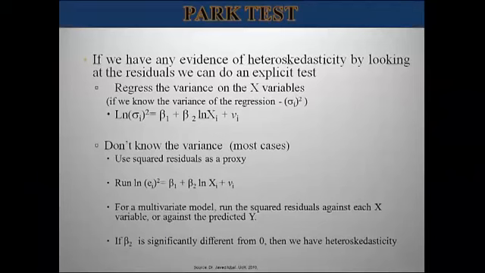So in the formal methods, the first test is the Park test. If we have any evidence of heteroskedasticity and we know the variance of the regression, we can use our variance as a dependent variable against the independent x. But if we don't know the variance, as in most cases, we can use the squared residual as a proxy variable. And we can run our regression by using the squared residual against the independent x variable. And if beta 2 is significant in this regression, it means this regression has a problem of heteroskedasticity.